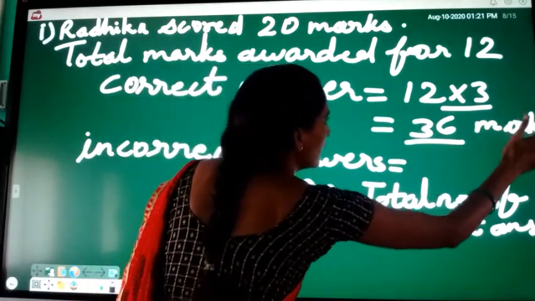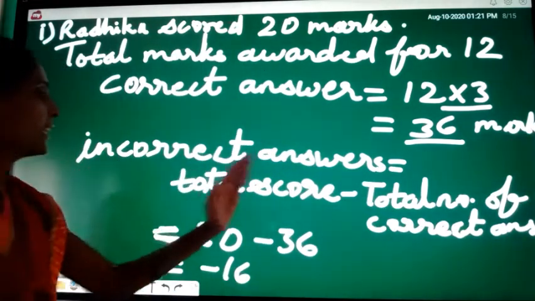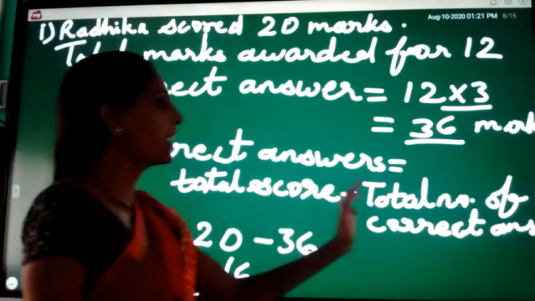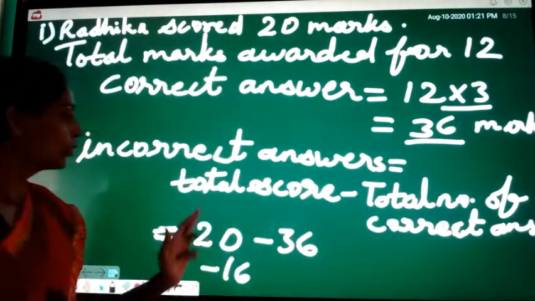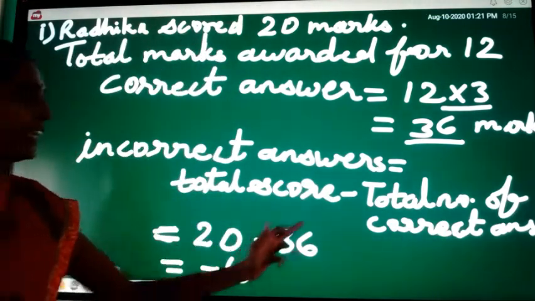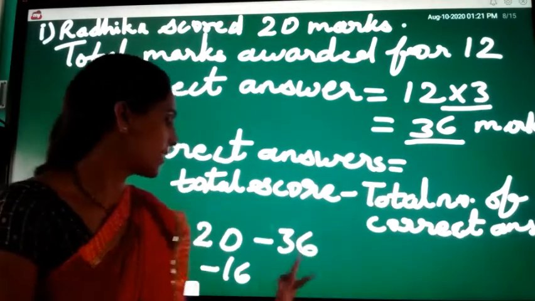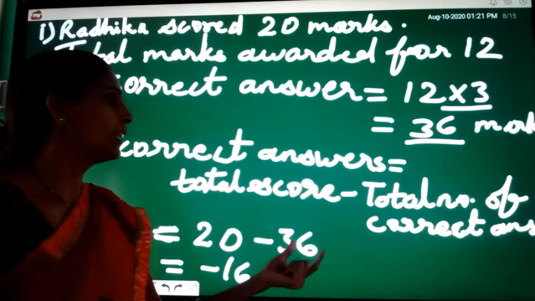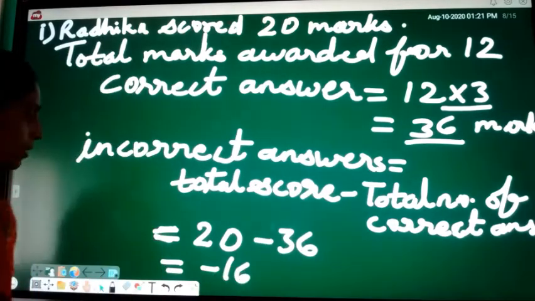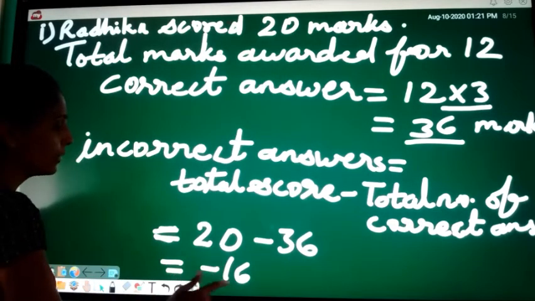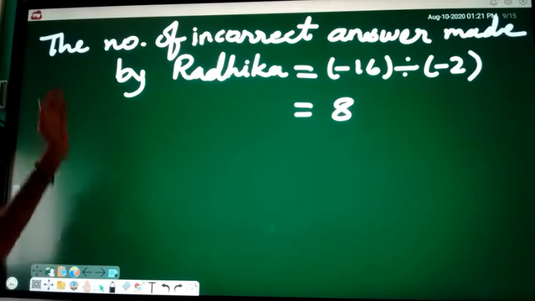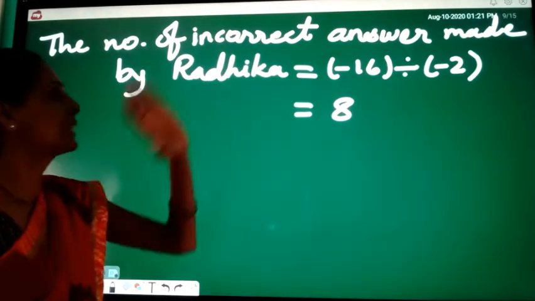Okay, 36 marks. Now for incorrect answers there is one formula to find the marks: total score minus total marks for correct answers. Total score given here is 20 and the marks for correct answers are 36. So we have to subtract 36 from 20, so the marks for incorrect answers will be minus 16. Now we have to find the number of incorrect answers.